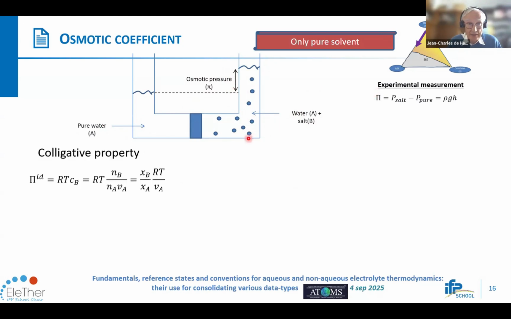This pressure is generally considered as being a colligative property. A colligative property is defined as a property that is independent of the type of compound involved. So it is generally written as RT times a concentration, which is the number of species divided by the volume. This is the volumetric concentration of the salt. B here is the salt. The solvent is A, and it can be written this way. That's what is often considered and therefore called the ideal behavior.